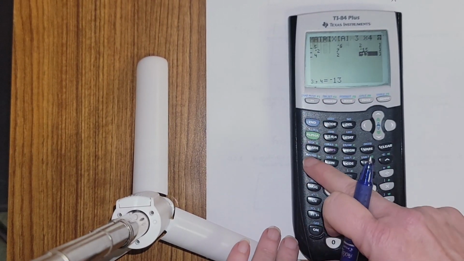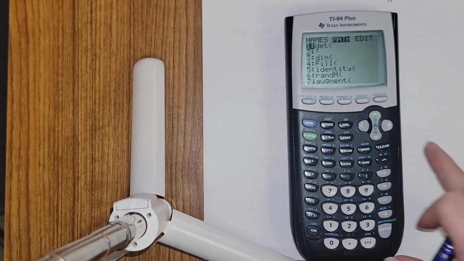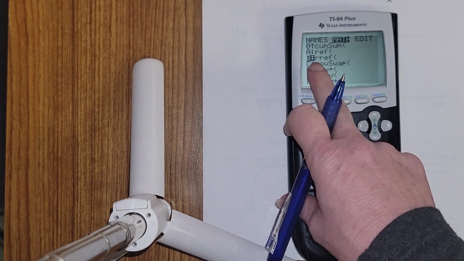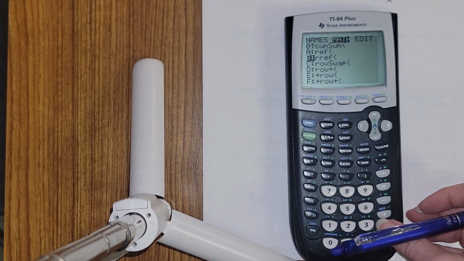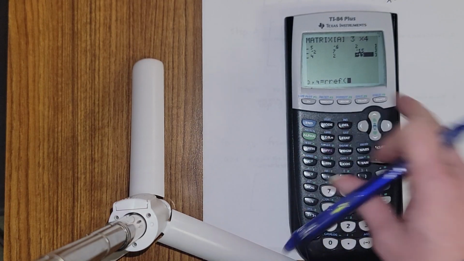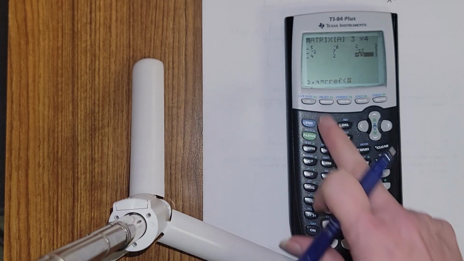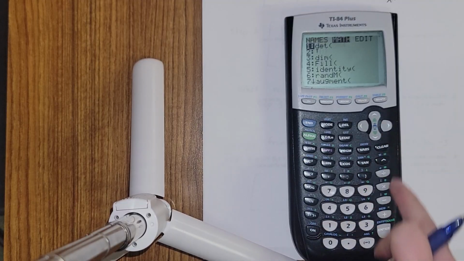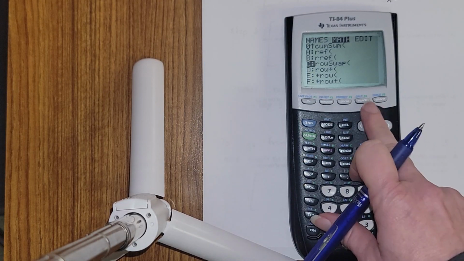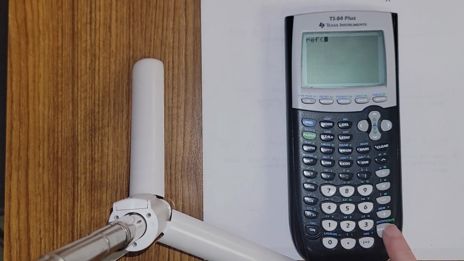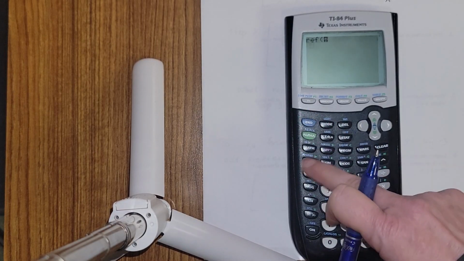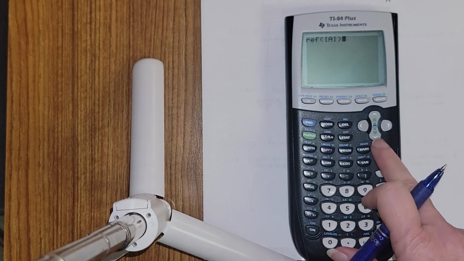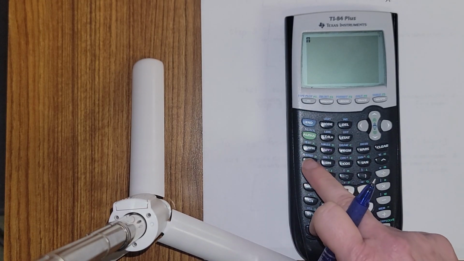I'm going to do second matrix, and we're going to do matrix math. I arrow up because it's easier to RREF. That's reduced row echelon. Hold on, second quit first. Second matrix, math, RREF, and I need to tell it what matrix I want in there. So second matrix 1, so it says A. Ooh, I needed to RREF, not REF.